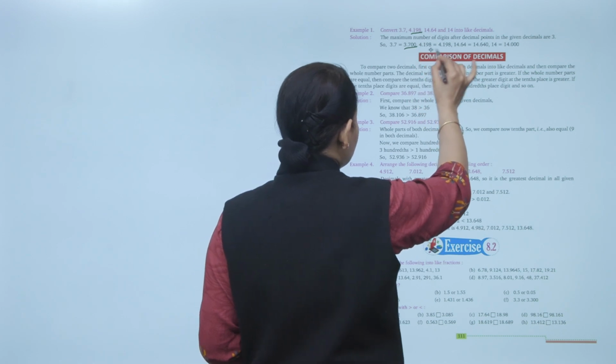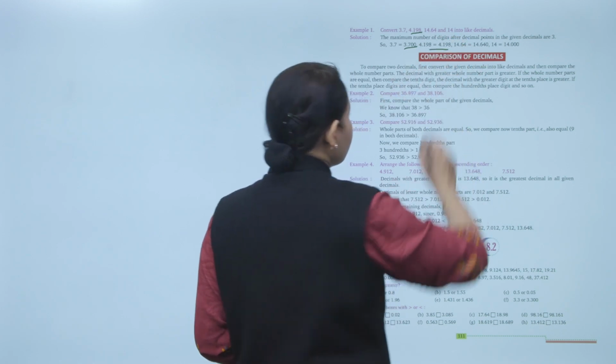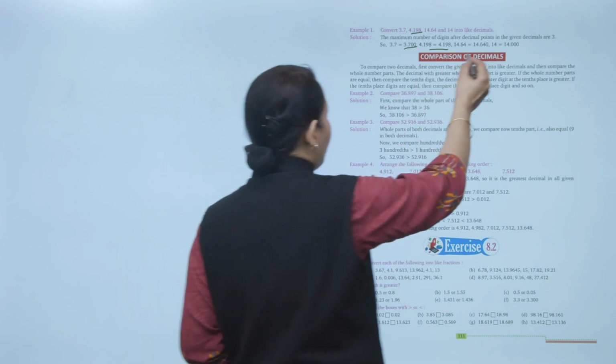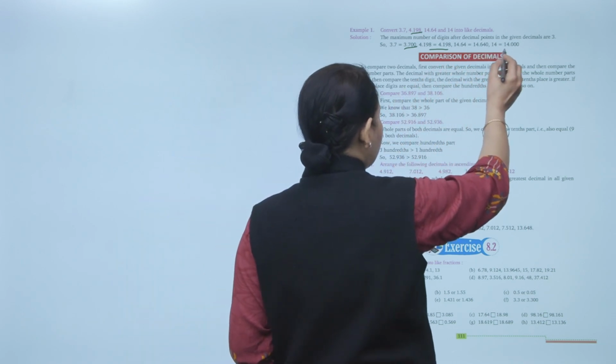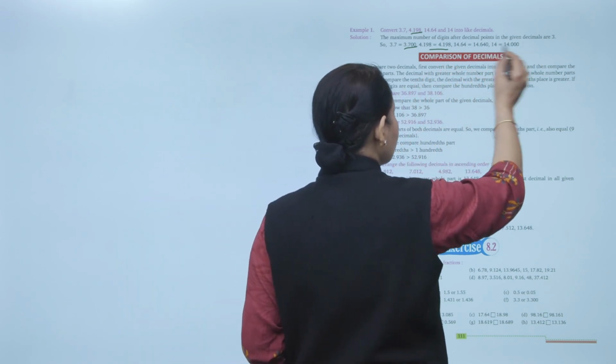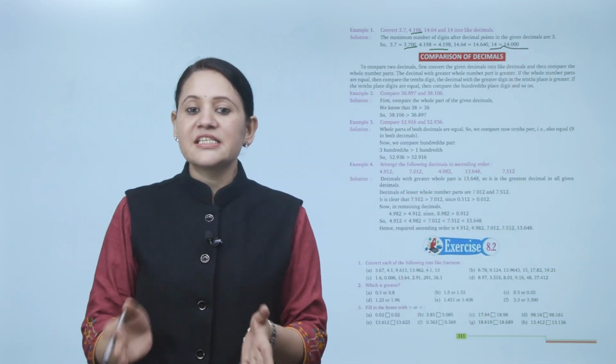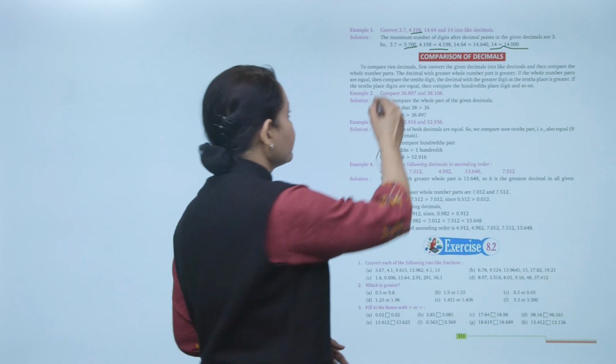4.198 is written the same. 14.64 can be written as, because there are 2 digits, so we'll add one 0, 14.640, and 14 can be written as 14.000. Now they are like decimals. Clear? Next is comparison of decimals.